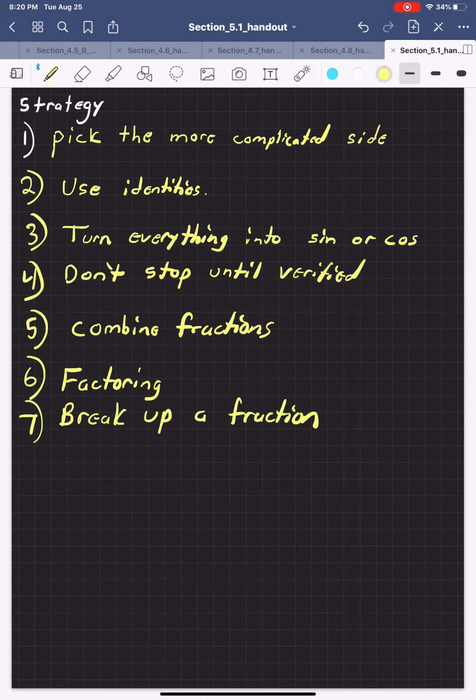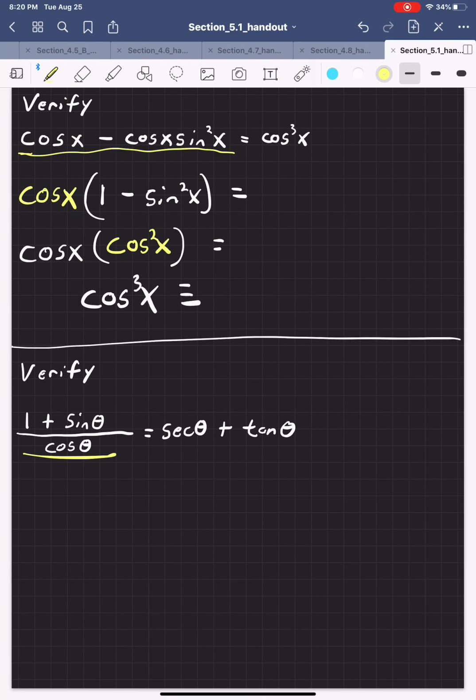In other words, try to see if you can turn one fraction into two fractions, right? So let's see how we would use something like that. Right now we have one fraction. I'm going to go ahead and erase that yellow line. I don't want that to confuse anybody.